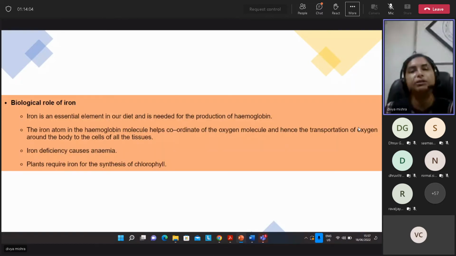Then what is the biological role of iron? It is an essential part of our diet. We need it to produce hemoglobin, it is an essential part of the hemoglobin. In the hemoglobin, this iron atom helps to coordinate the oxygen molecule for the transportation of oxygen in our cells. The deficiency of this iron can cause anemia, and this iron in plants is replaced by magnesium to give you chlorophyll.